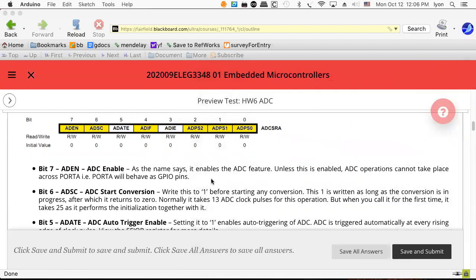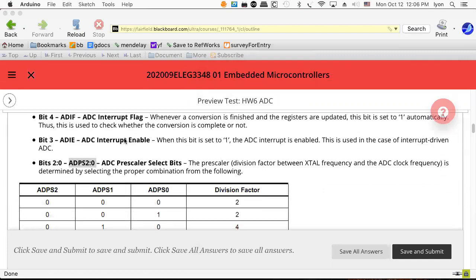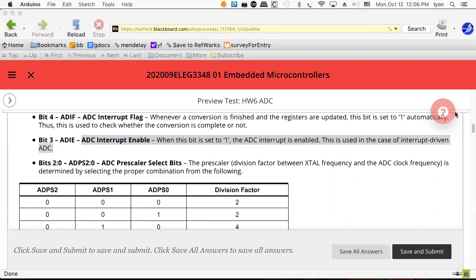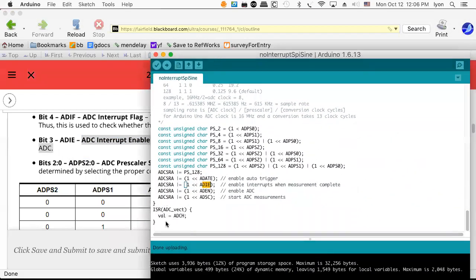What we'll do is look for ADIE, and here it is. ADC interrupt enable. When this bit is set to 1, the ADC interrupt is enabled, and this is used in the case of interrupt-driven ADCs. So when it's done, it's going to interrupt and call the interrupt service routine with the ADC vector, and we'll be able to grab out ADCH.